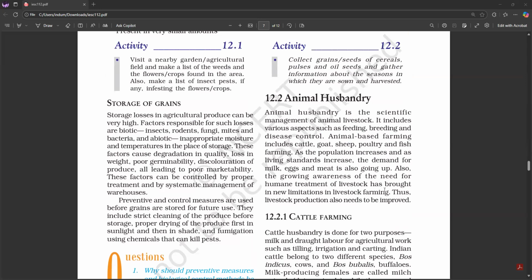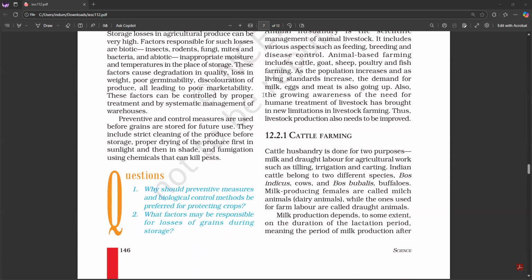Storage of grains. Storage losses in agricultural produce can be very high. Factors responsible for such losses are biotic: insects, rodents, fungi, mites, and bacteria; and abiotic: inappropriate moisture and temperatures in the place of storage. These factors cause degradation in quality, loss in weight, poor germinability, discoloration of produce, all leading to poor marketability. These factors can be controlled by proper treatment and by systematic management of warehouses.